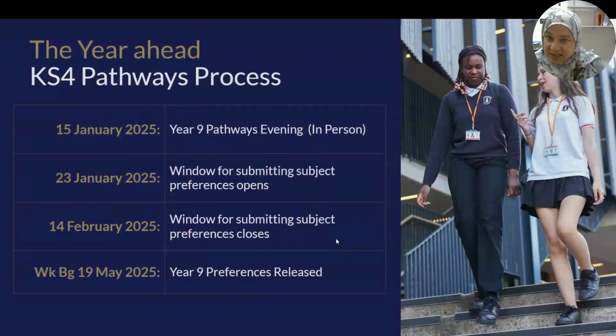The Key Stage 4 Pathways process is where the year 9 students will make their choices about what options or subjects they would like to study at Key Stage 4. This process begins on the 15th of January with our year 9 Pathways evening, which will be an in-person event, followed by the 23rd of January, which is when the window for submitting subject preferences opens. On the 14th of February, the window for submitting subject preferences will close. Then the week beginning the 19th of May is when the year 9 choices will be released to the students.